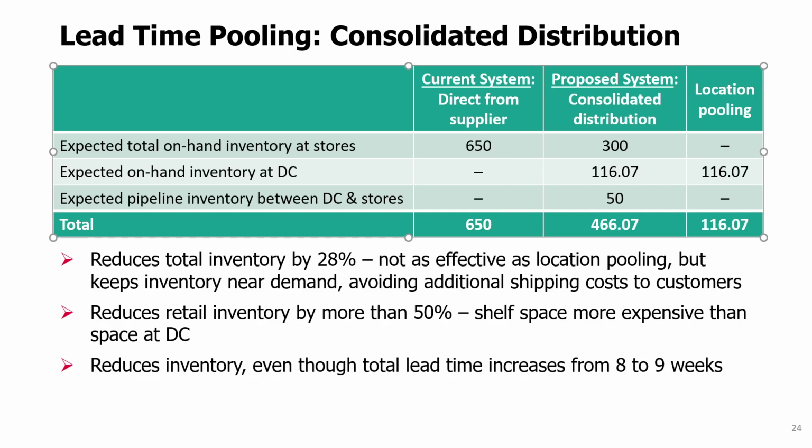And all I'm showing here is the on-hand inventory at stores, expected on-hand inventory in stores, but the total. So the total is 650. And how did I obtain this?